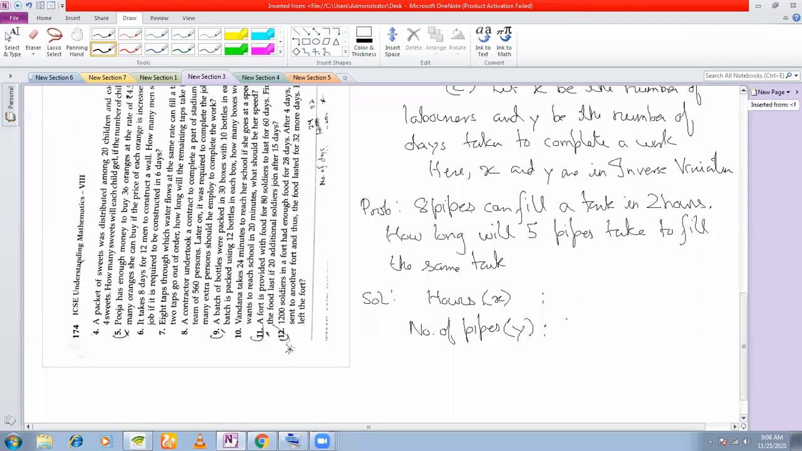Eight pipes can fill a tank in 2 hours. How long will 5 pipes take to fill the tank? So 8 pipes can fill a tank in 2 hours, right? So 5 pipes will take how much time? Let us call this Y2. I can take this as X1, this as Y1, this as X2 and this as Y2.